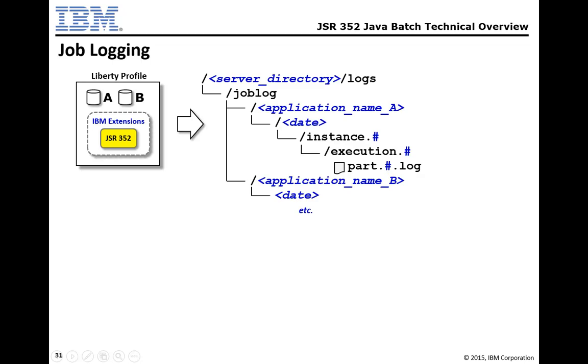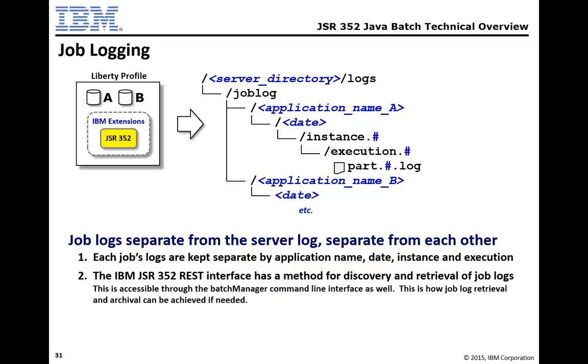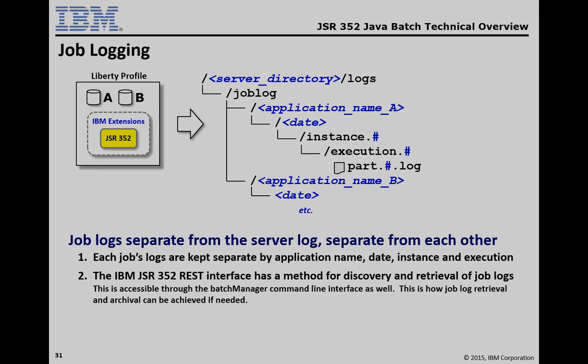Now let's look at job logging. When configured, the IBM JSR352 job logging function will separate job logs by batch application, date, job instance, and job execution. This provides a way to keep job logs organized for later retrieval. Speaking of retrieval, the job logs for a job can be retrieved through the REST interface or the Batch Manager command line client. This can be used to remotely retrieve the job log for archival if desired.